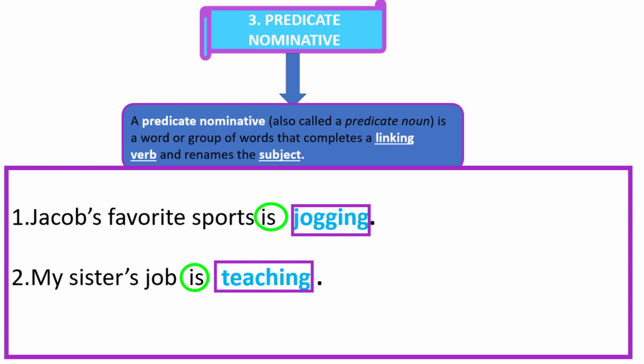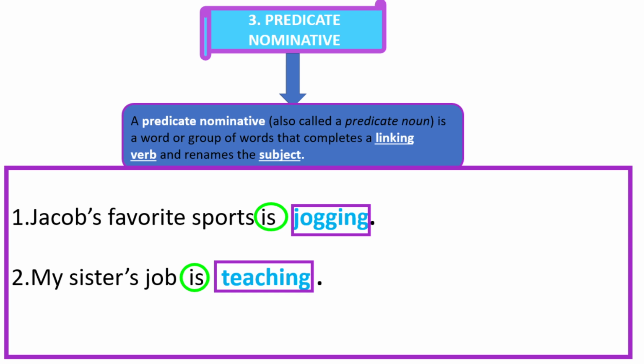It is a word or group of words that completes a linking verb and renames the subject. A tip, again, to make it easier for you to locate the predicate nominative: look for the linking verb. So a predicate nominative comes after a linking verb. Please take note, a gerund does not function as a verb. It functions as a noun.